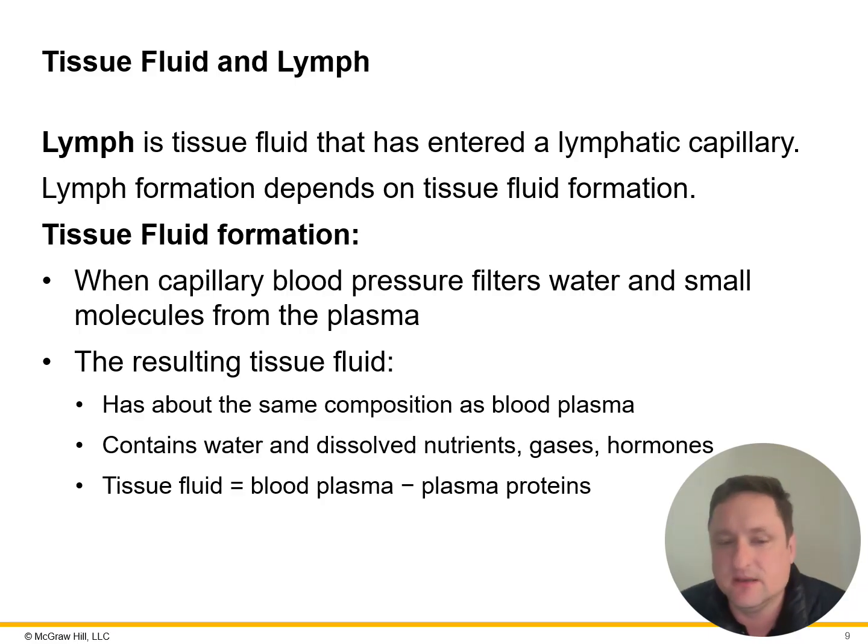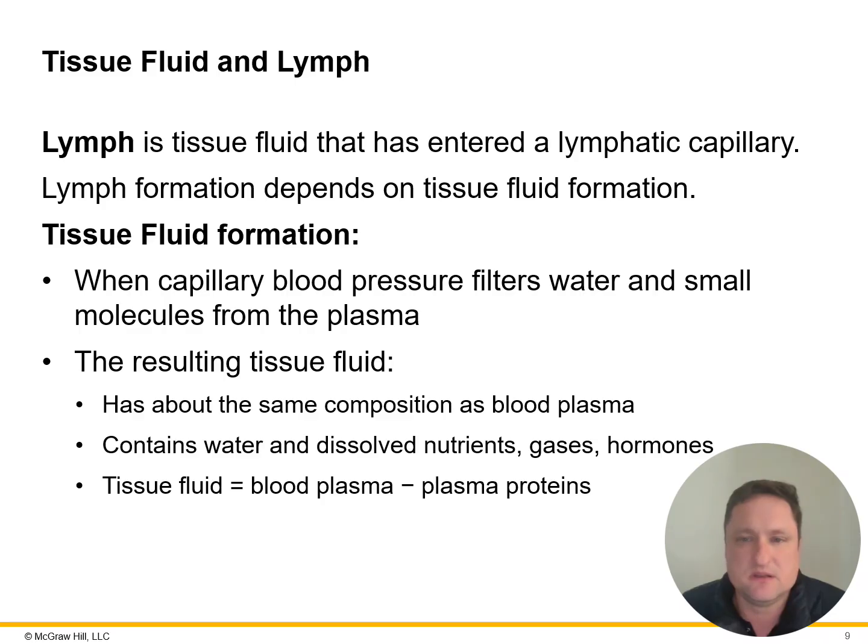So what's actually in lymph? It's water, dissolved nutrients, gases, hormones, tiny proteins that need to be reclaimed, and whatever foreign material happens to be there. It could be cell debris, could be microbes, that kind of stuff.